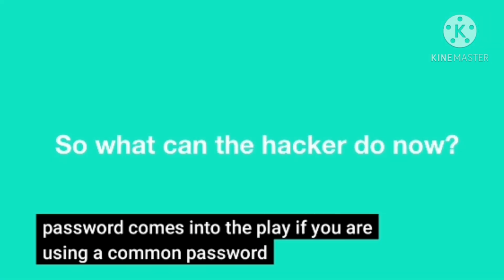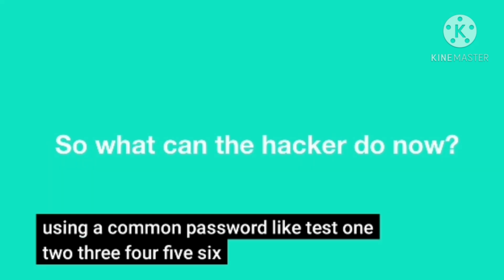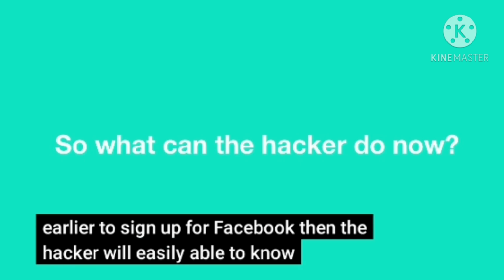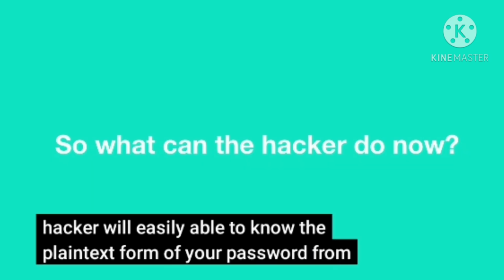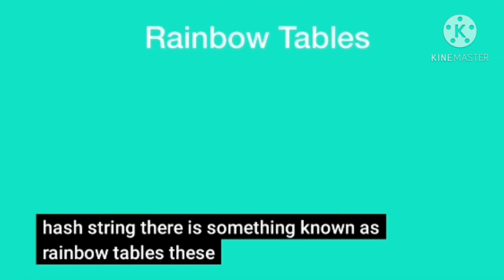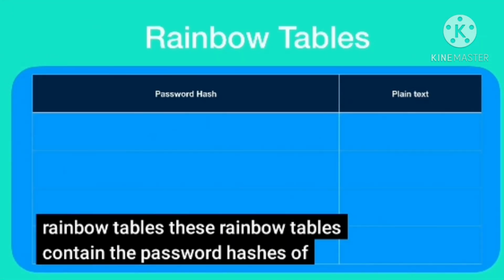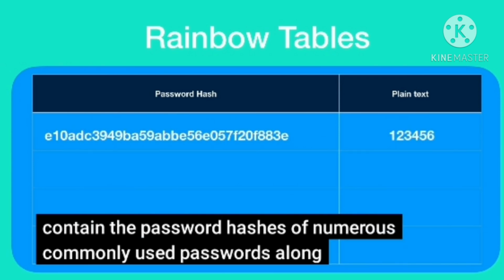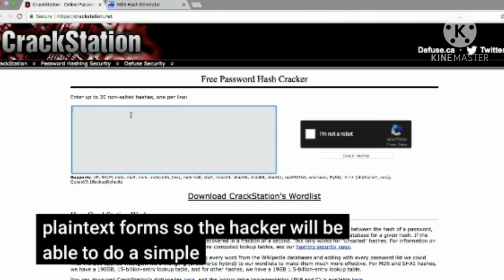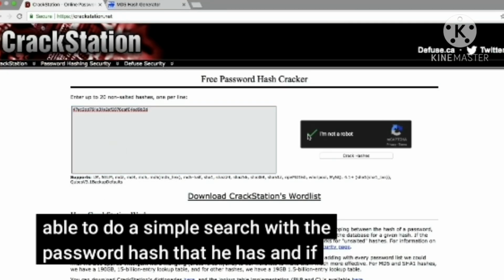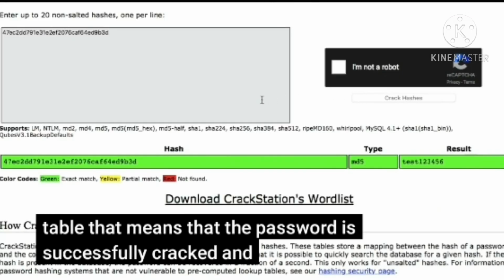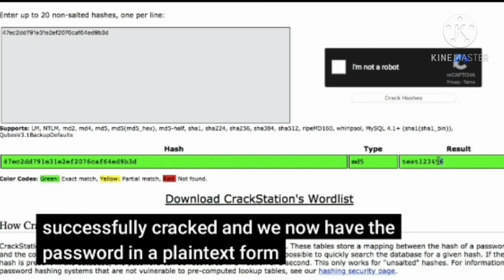If you are using a common password like test123456, which I used earlier to sign up for Facebook, then the hacker will easily be able to know the plain text form of your password from the hash string. There is something known as rainbow tables. These rainbow tables contain the password hashes of numerous commonly used passwords along with their plain text forms. So the hacker will be able to do a simple search with the password hash that he has, and if the password hash exists in the rainbow table, that means that the password is successfully cracked and we now have the password in plain text form.